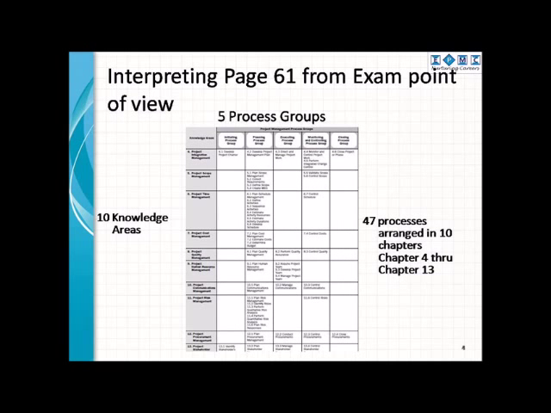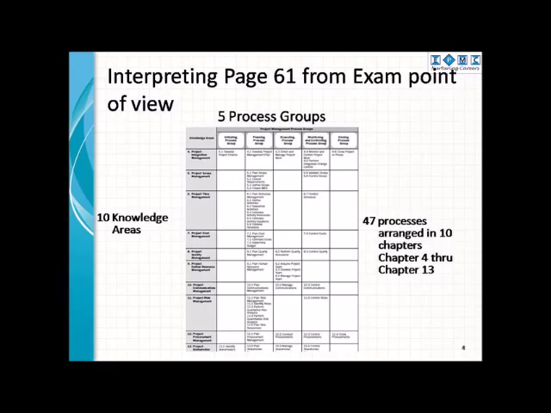Now I will tell you how to interpret page number 61 of PMBOK guide 5th edition. I call this page a master page for understanding how the entire guide is organized. The page consists of one matrix and the matrix is depicted on the screen. On the x-axis there are 5 process groups and on the y-axis there are 10 knowledge areas. There are 47 processes arranged in the corresponding cells in the matrix.